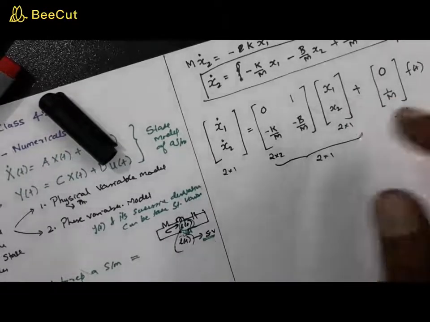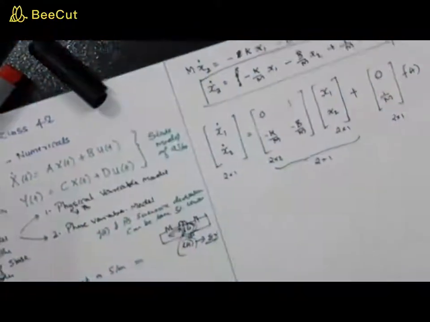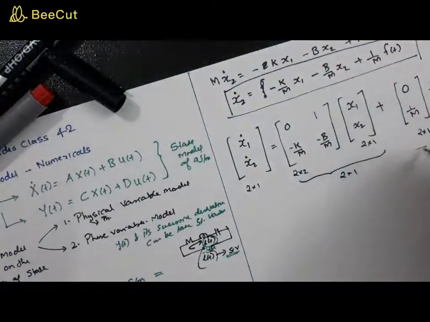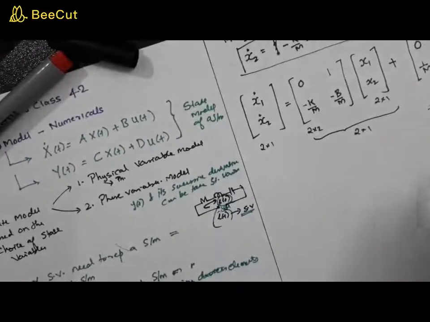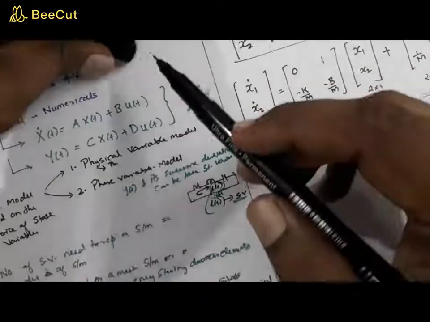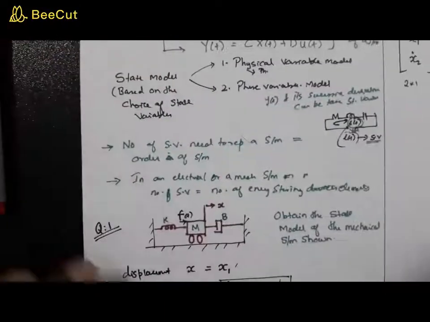So this is actually your state equation. So this is actually the state equation. That is the first part of the state model. Now the next part is to find out the output equation. Now let us see how it is. Okay, now let's see what is the output equation.